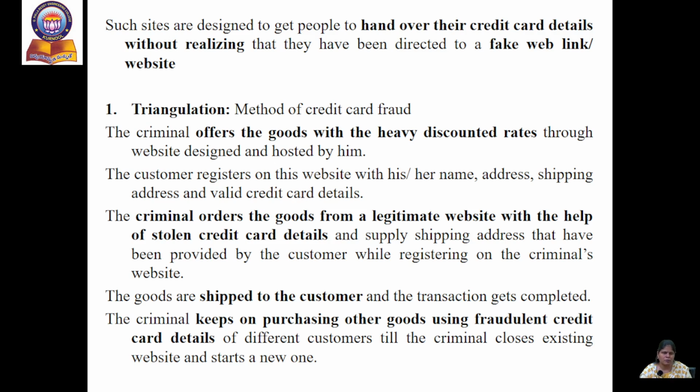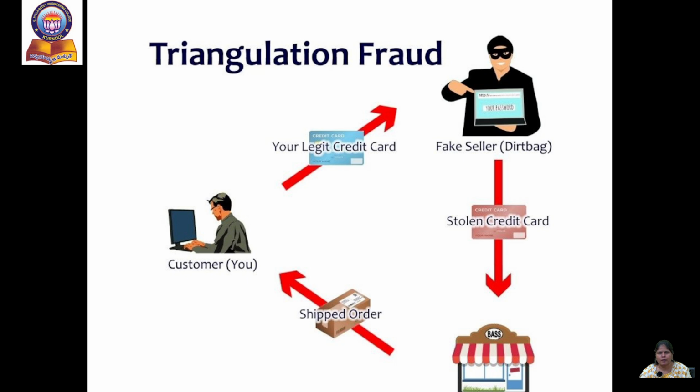So this process continues until the amount on the credit card is exhausted. Right? So this is the triangulation process. The process is in the form of a triangle, so we call it a triangulation fraud. So the customer uses some legitimate credit card.